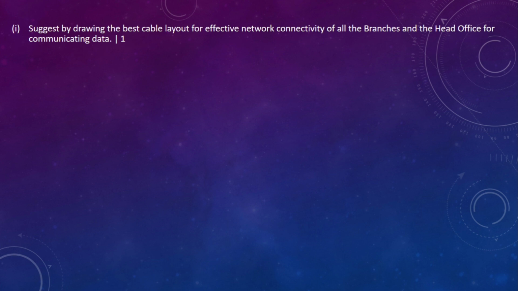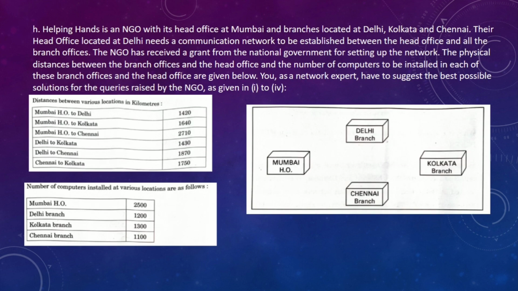Choice number 1, we can use the bus topology. Choice number 2, we can use the star topology. For bus topology, we must identify where we should keep the server. So we'll go back to the previous one. And here we will try to analyze where we should keep the server if we want to have a star topology. So we can see that maximum number of computers are at Mumbai. So Mumbai should be taken as a server.